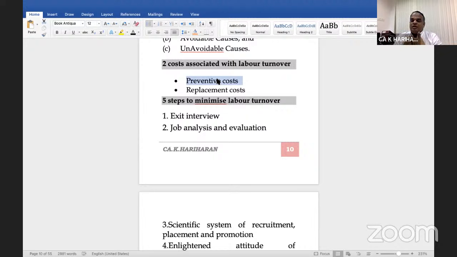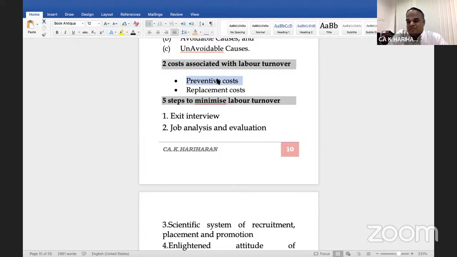Low prevention cost. Prevention cost is less, then labor turnover will be dash. Yes, labor turnover will be high, because if I am not going to satisfy the workers, then labor turnover is going to increase. Next, high labor turnover leads to low dash cost. High labor turnover leads to high replacement cost. Labor turnover more means replacement cost will be more.